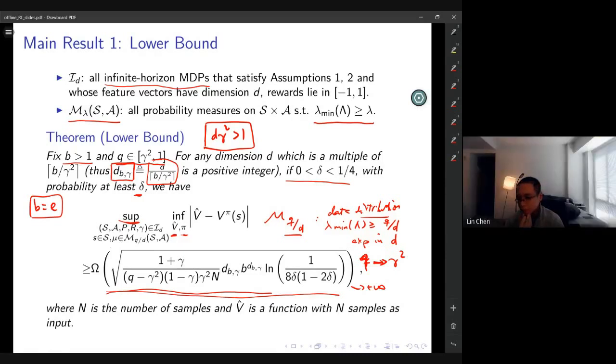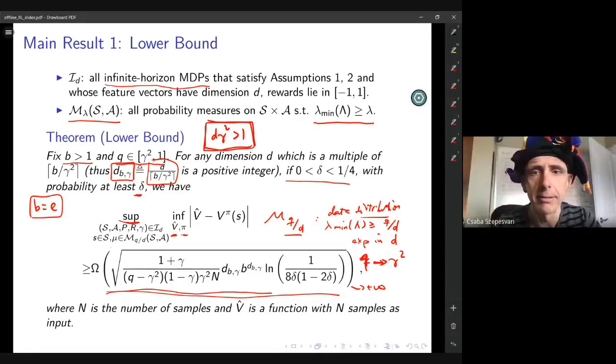I just want to make it more general, so I allow B to be any constant greater than 1, because I would like to cover almost all situations where d gamma squared is greater than 1. In that case I can construct a hard instance. So B is not necessarily e, but if B is equal to e, then the lower bound is maximized. And that is absolutely correct.